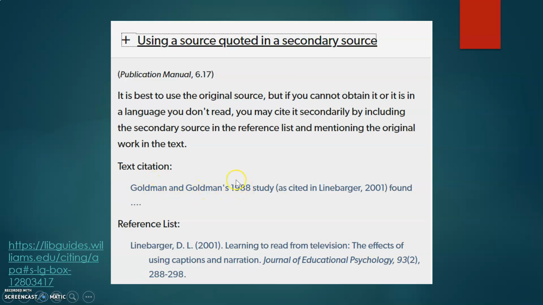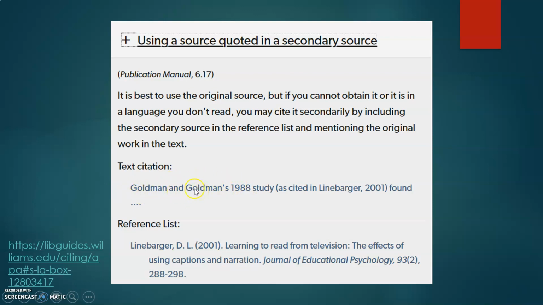You don't have to give when they said so, when the study was done or when it was published, unless you really need to. And this is important. So this study is done by those people. This is what I'm talking about here in this citation.